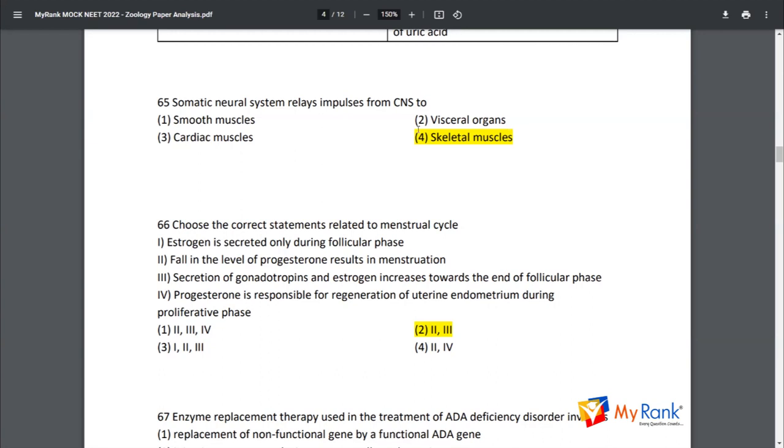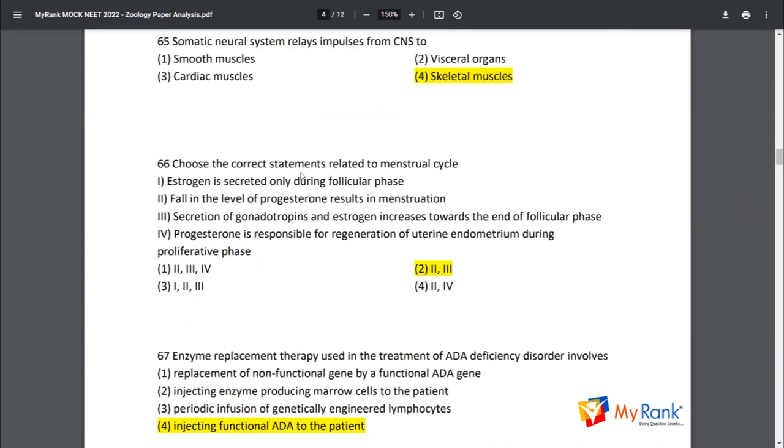But skeletal muscles, the muscles of our body, you can move your hand the way you want. You can move your legs the way you want. You can twist your neck the way you want. Because these are all skeletal muscles which are under the control of the somatic neural system, which will relay the impulses to the central nervous system. The correct answer is 4, that is skeletal muscles.